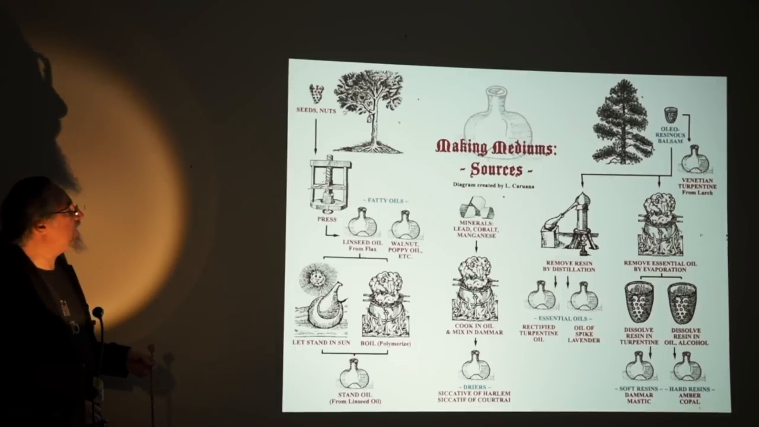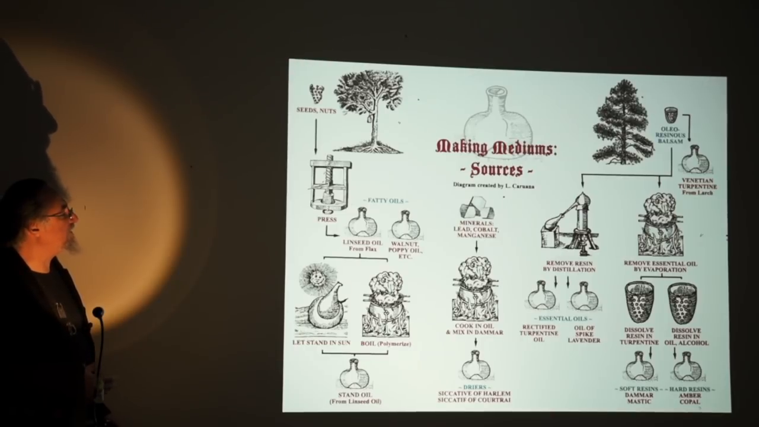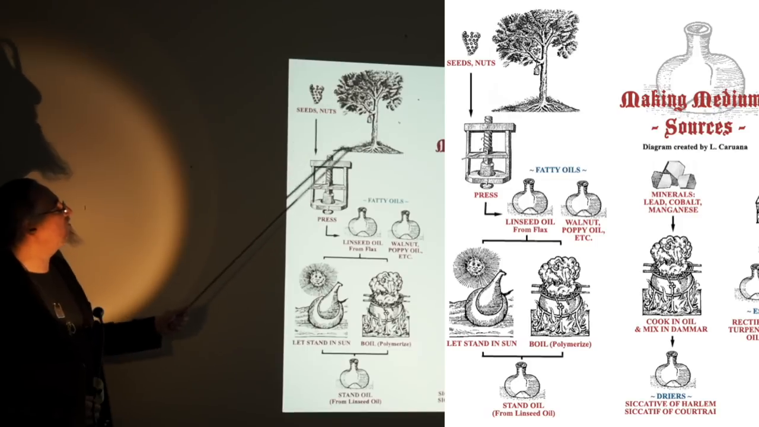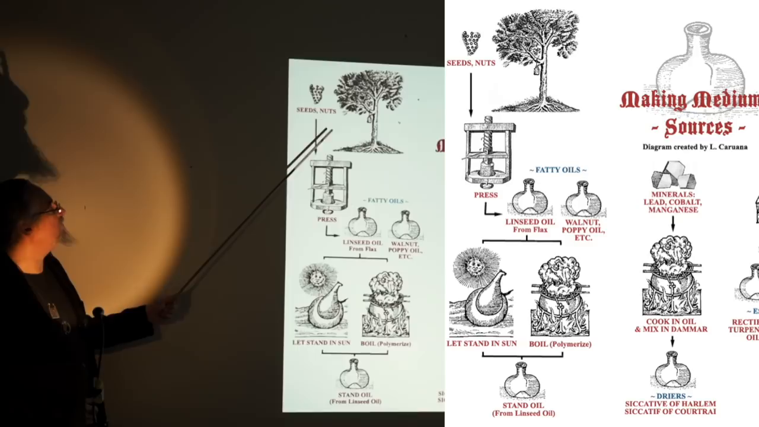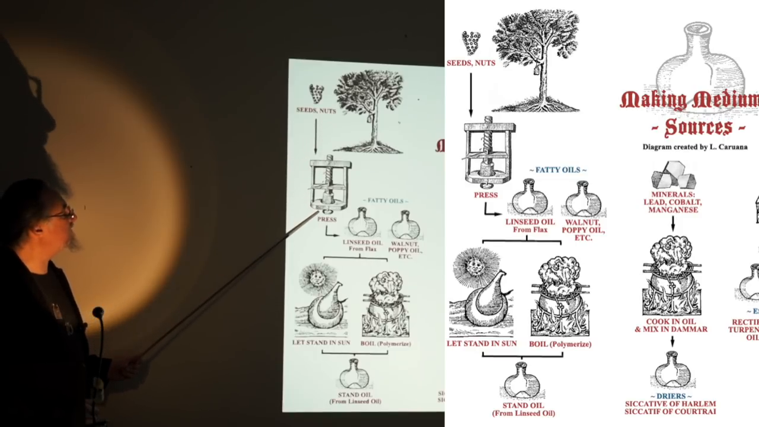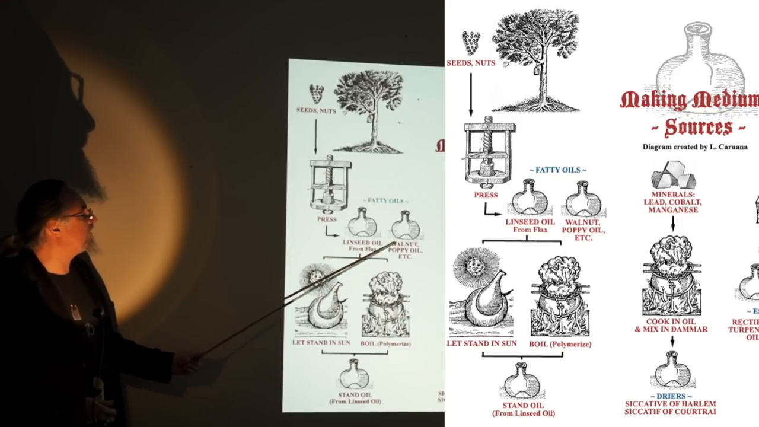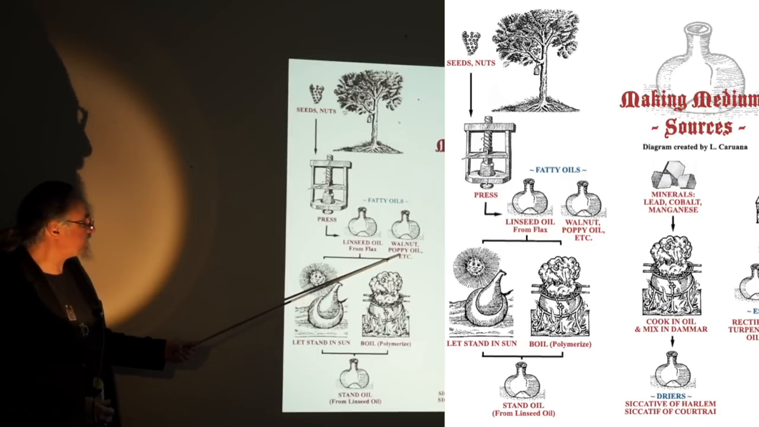In this diagram, I've tried to show you the different ways of obtaining oils and varnishes. On the left, you can see these deciduous type of plants or trees. And from the deciduous, we get the seeds and the nuts. Like, for example, a walnut tree would give us walnuts. These get pressed, and from pressing the nuts or the seeds, we get linseed oil from flax, walnut oil from walnuts, poppy oil from poppy seeds, etc.